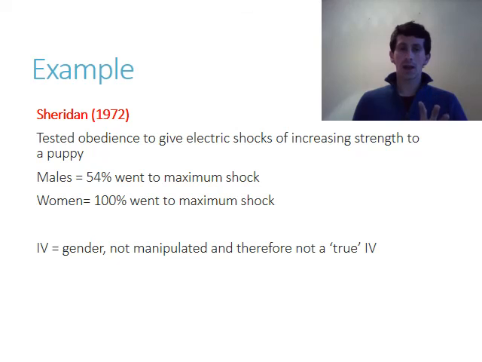So again, the independent variable here is gender. We're looking at men compared to women, and it hasn't been manipulated. This is something that's naturally occurring, and the researchers have just taken advantage of it, and that's what makes it a quasi-experiment.